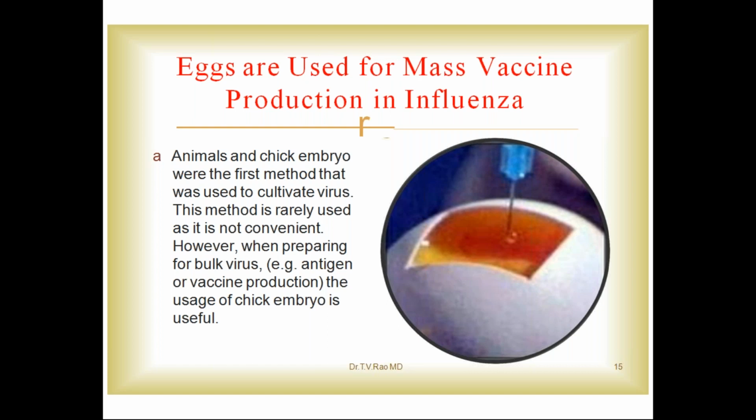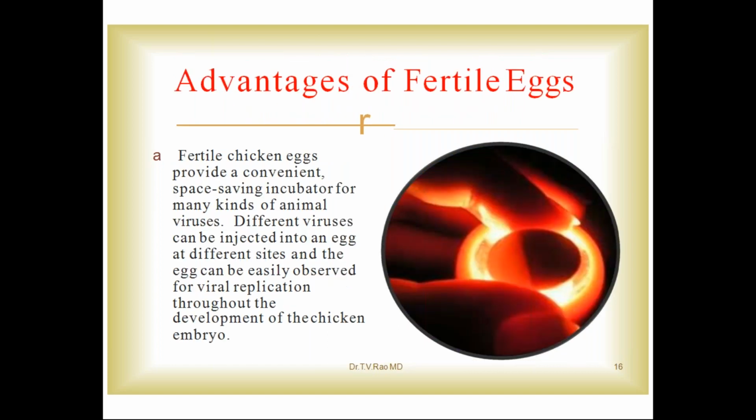See how the eggs are inoculated, with procedures like the allantoic cavity route. The chick embryos and animals are used for mass vaccine production, particularly for the influenza virus. During pandemics of influenza, egg-based vaccines were prepared.